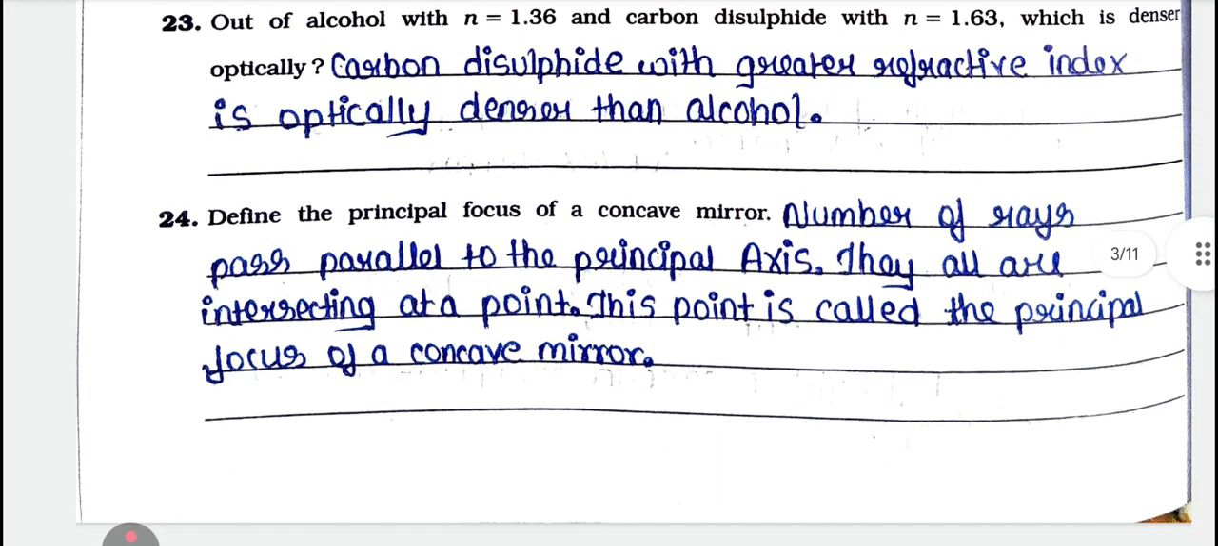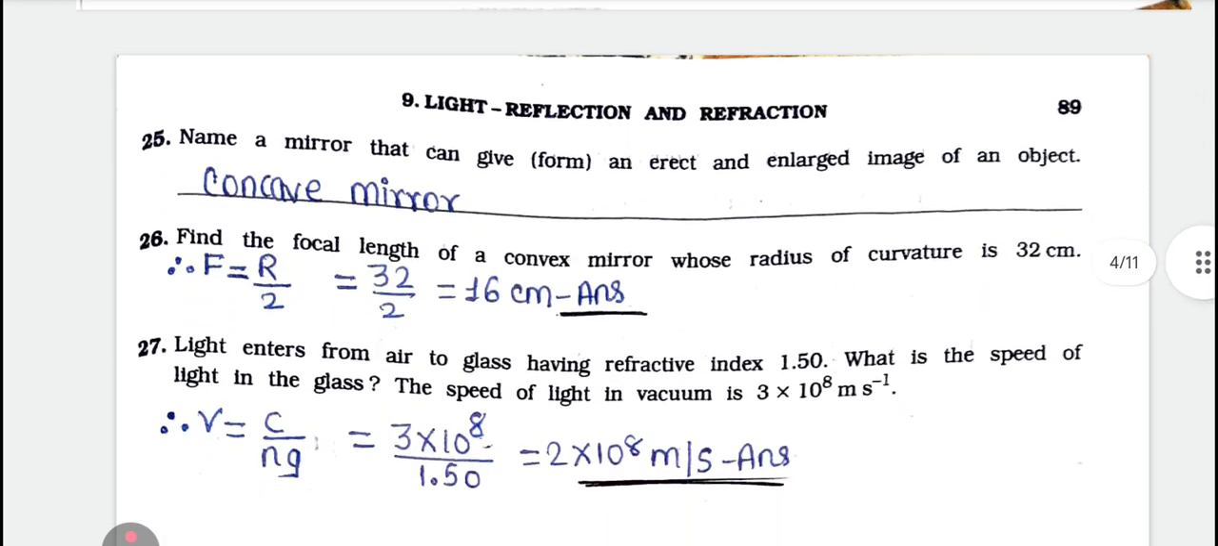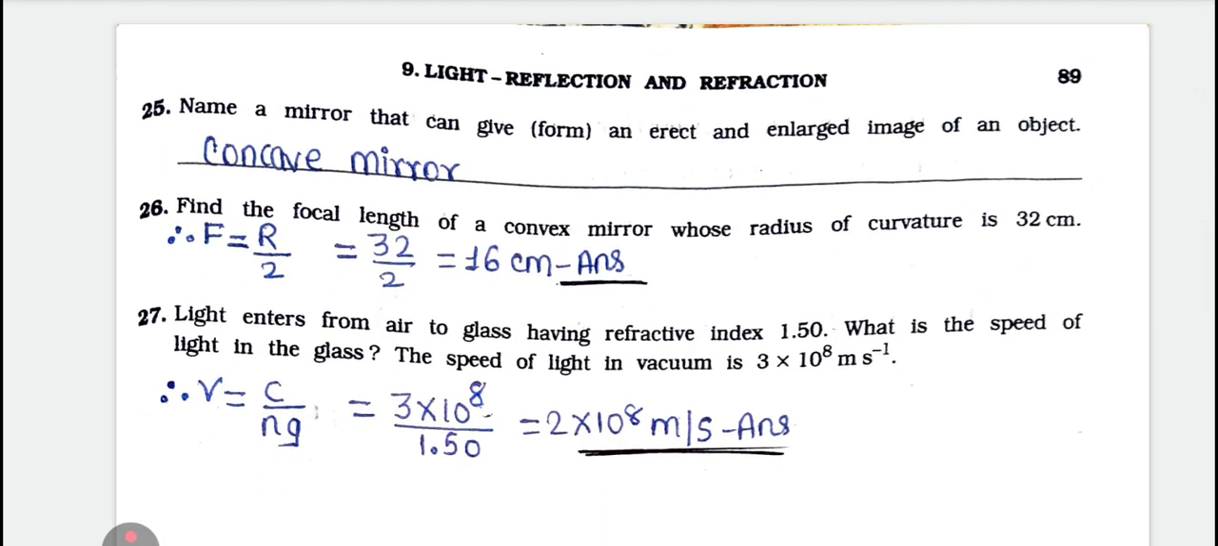Next, define the principal focus of a concave mirror. तो उसमें आंसर आएगा, number of rays parallel to the principal axis, they all are intersecting at a point, and this point is called the principal focus of a concave mirror. Next, question number 25. Name a mirror that can give an erect and enlarged image of an object. तो आंसर आएगा concave mirror.